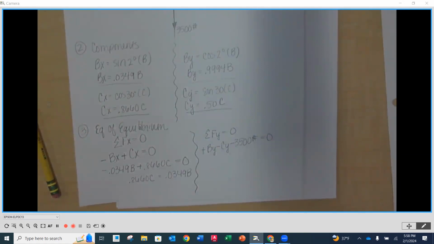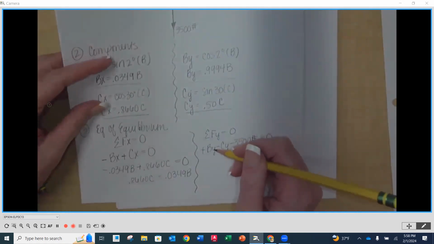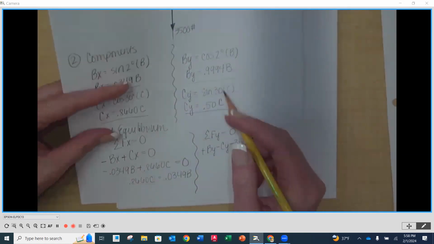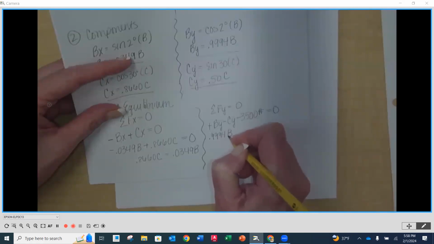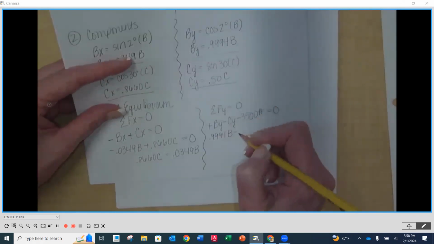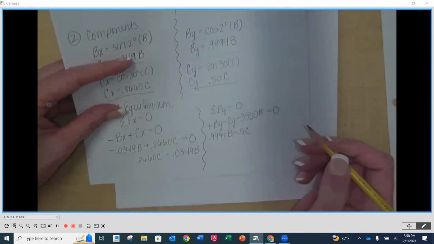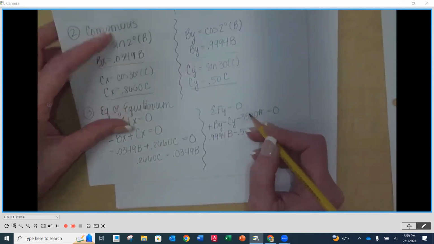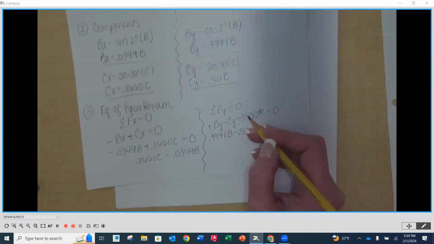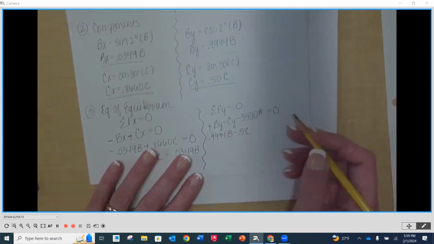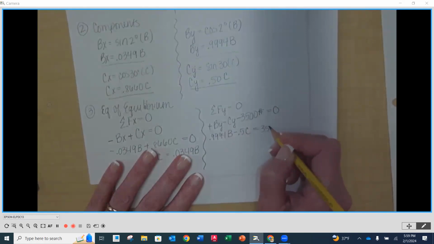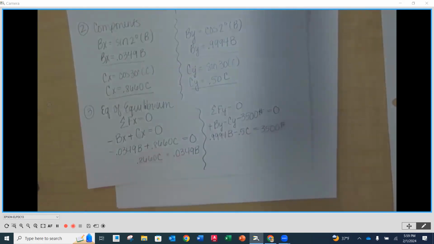All right. Now here again, we're going to substitute the values that we solved for up on top. So we know that BY was 0.9994B minus CY was 0.5C. And then you'll notice that I can't combine my 3,500 with anything on the left-hand side right now. So I'm going to move it to the right-hand side right away. And I'm going to say equal to, and it becomes positive, right? 3,500 pounds.